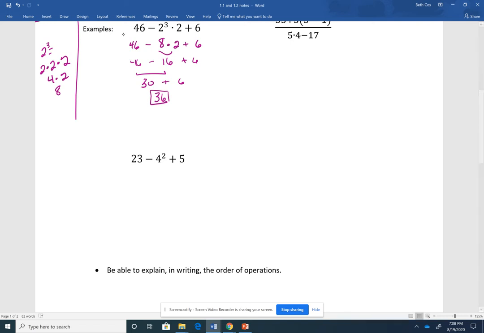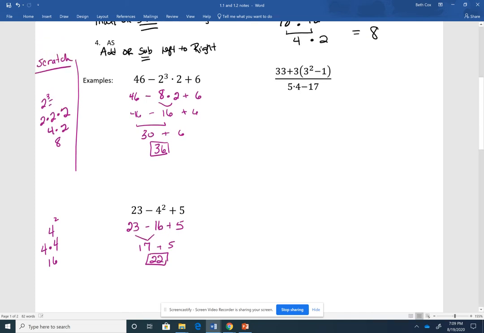Okay, now this one on the bottom, again, same thing. We're going to do the exponent first. 4 to the second power is 4 times 4, which is 16. And then write down the things I didn't do. And then left to right, do the subtraction first. 23 minus 16 is going to be 17. And 17 plus 5 is 22. I hope that's right.